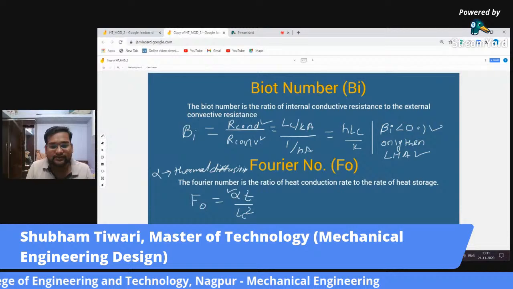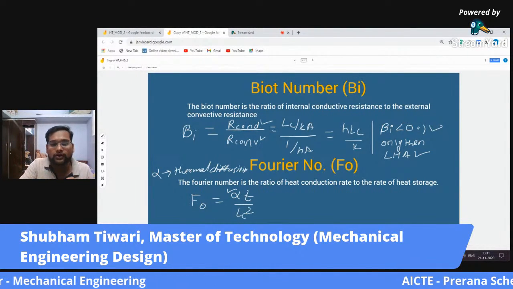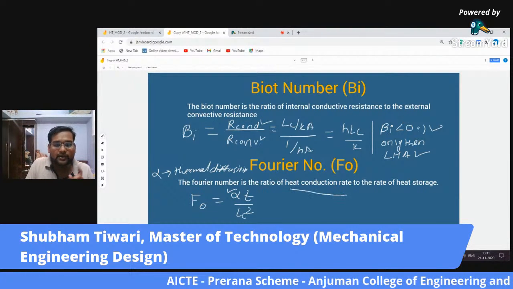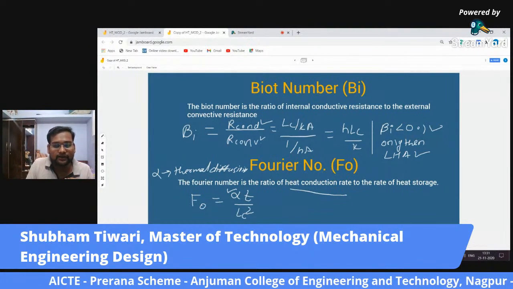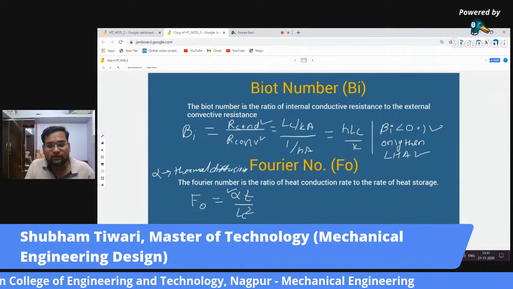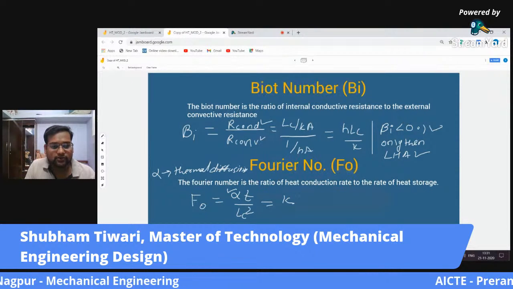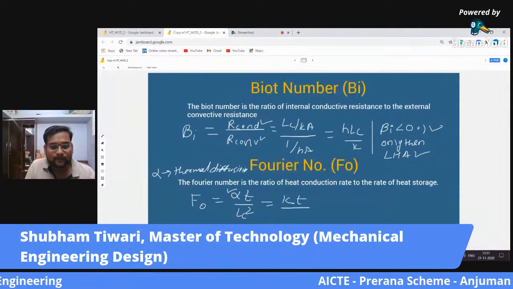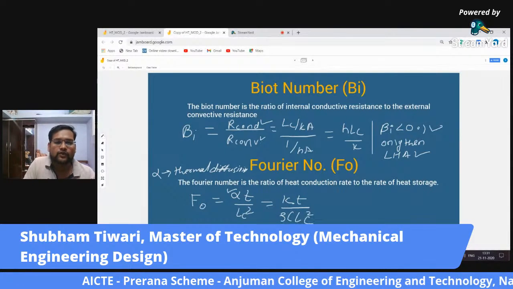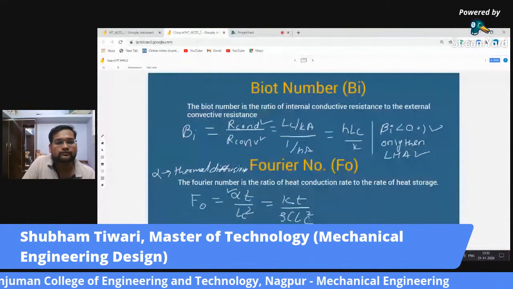What is its significance? It tells you how fast heat can be spread throughout a body. So here we have heat conduction rate represented by alpha and heat storage rate, that is our characteristic length that will be alluded to. Now alpha we also know that it is equal to k upon rho C, Lc square. So this is our Fourier number's equation. Now see what we can do with these two numbers with our equation.